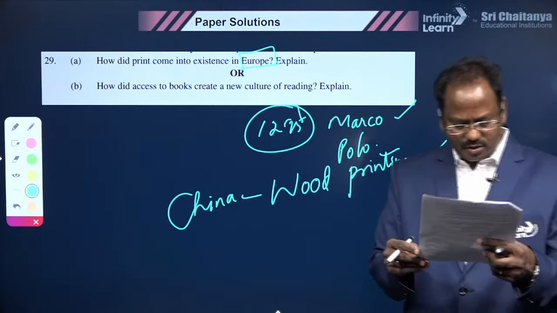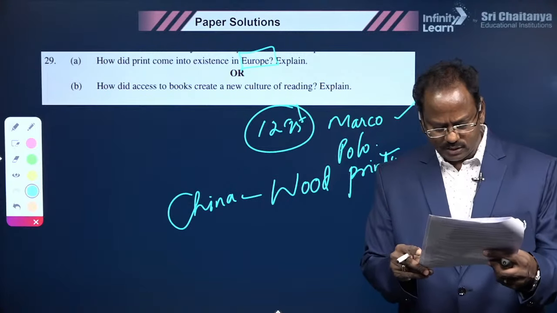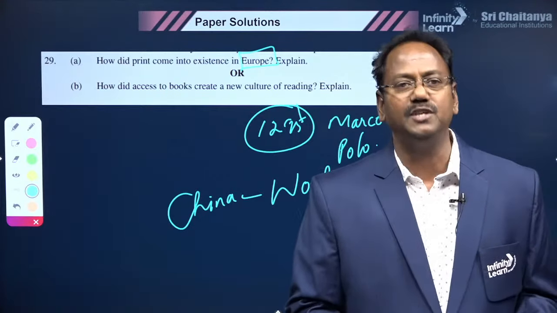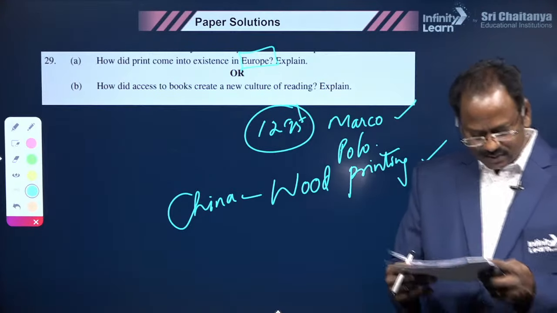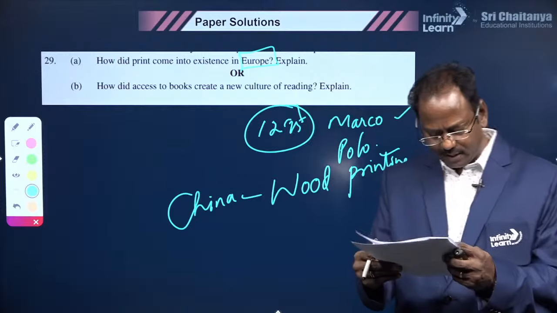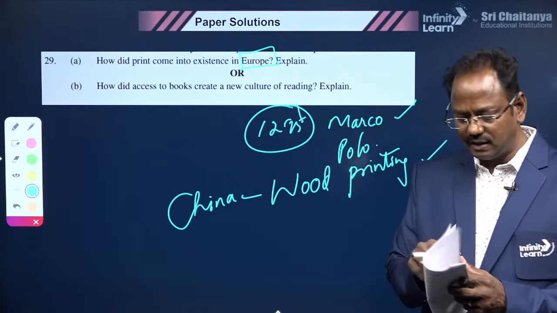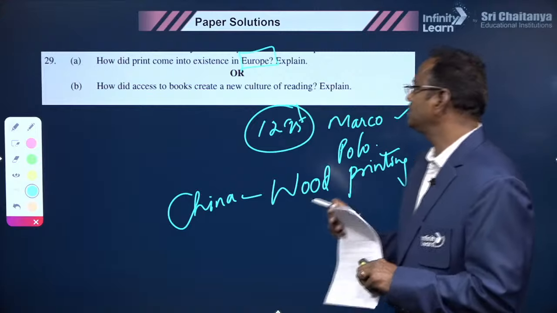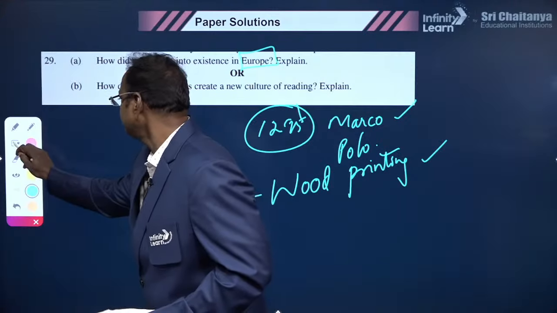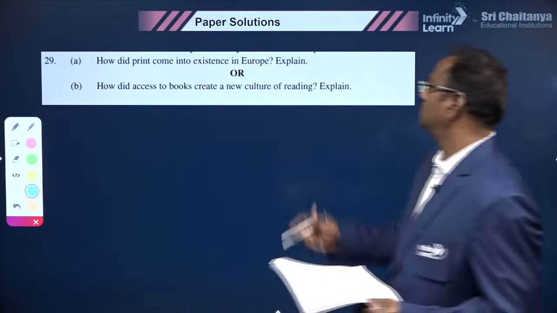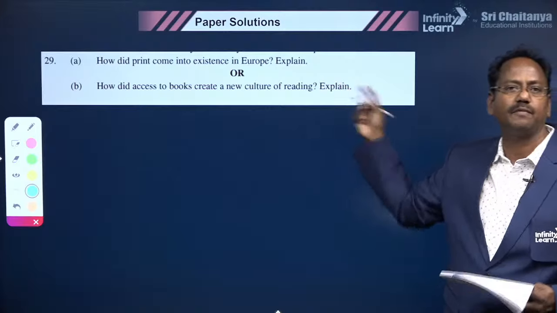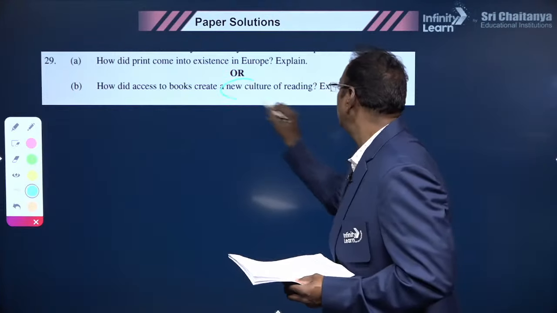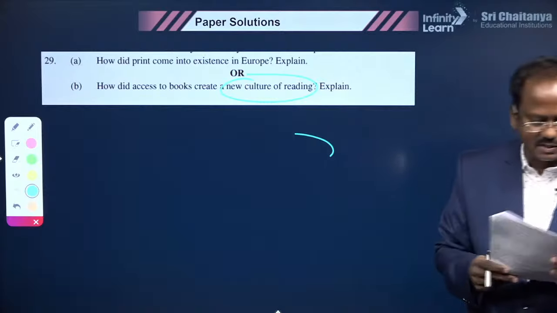And merchants and students in the universities and towns bought cheaper printed copies and they used to enjoy all those copies. Understand? So, this is the answer to the first question, my dear students. Then the next question is: how did access to books create a new culture of reading? We need to explain the new culture of reading, how it was developed.